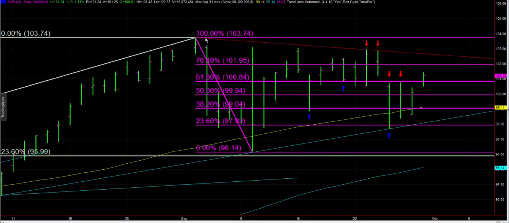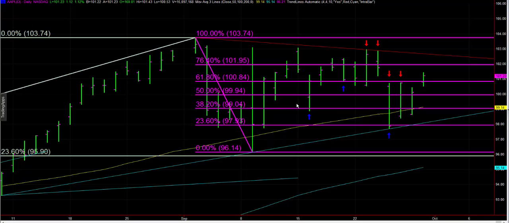What we've done here is we have drawn some important support and resistance lines that originate from the monthly range. That is a September monthly range, the high of 103.74 down to the low of 96.14. We can see that we have really had our lows and highs be right around important retracement levels several times on a daily basis. This is the daily chart over this month.